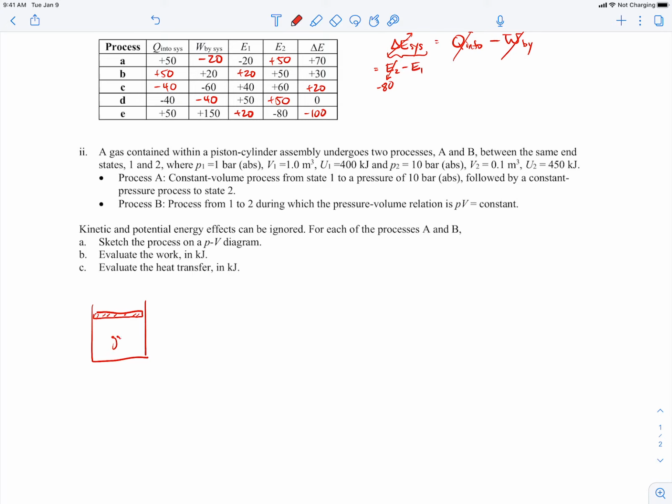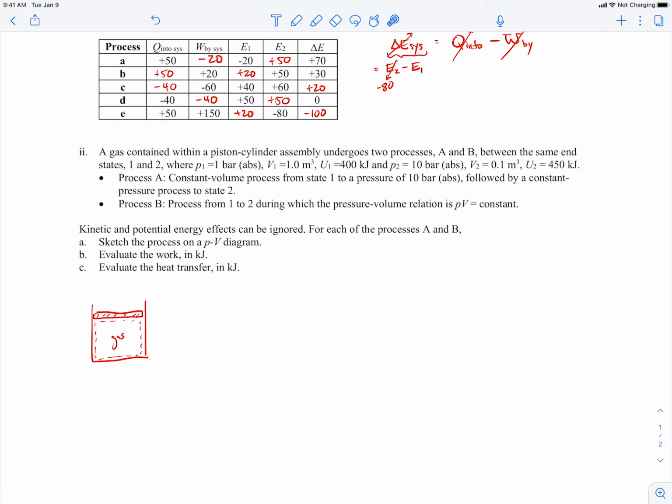We have some gas in here. The gas is going to be our system here. We're interested in how the gas interacts with the surroundings. The gas undergoes two processes, A and B, between the same end states 1 and 2, where we're given the initial state as well as the final state.